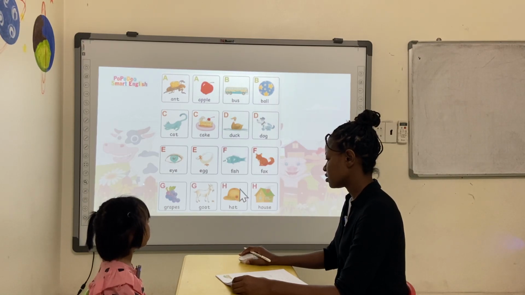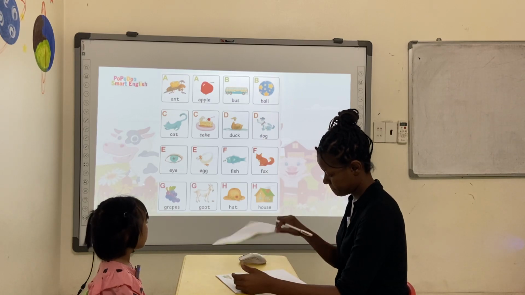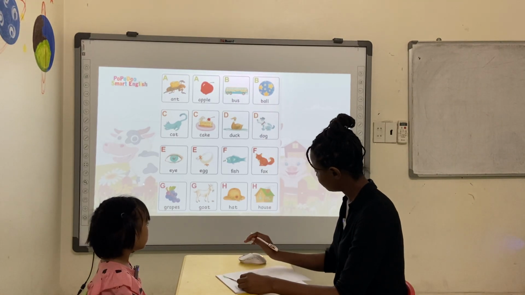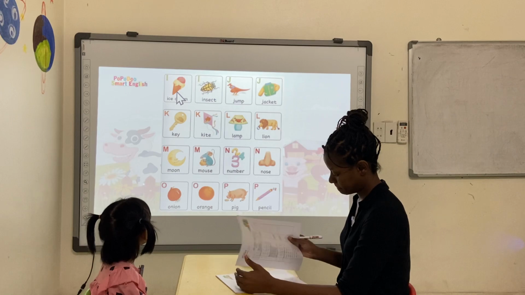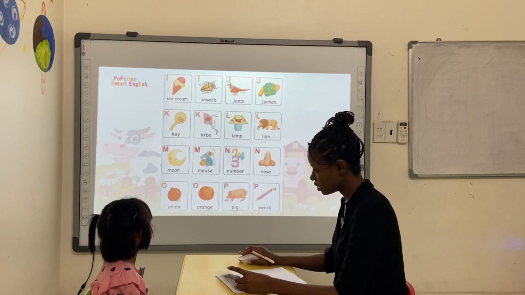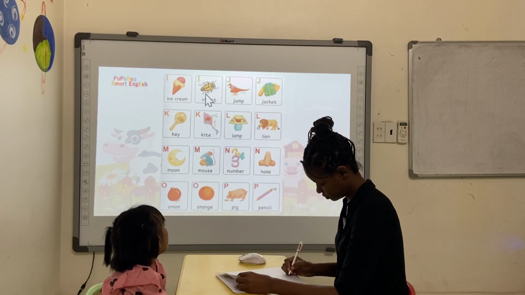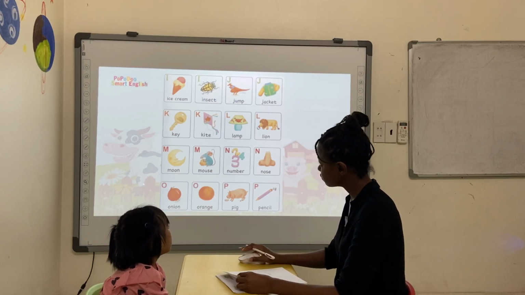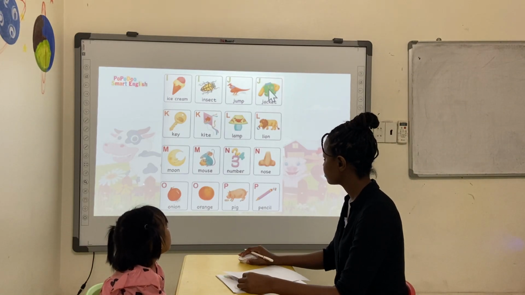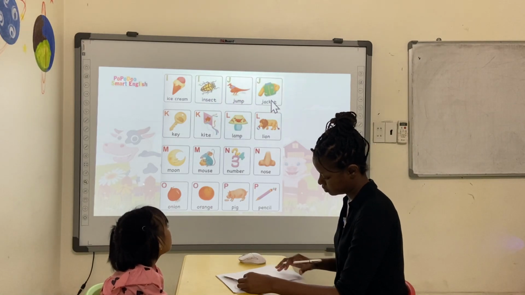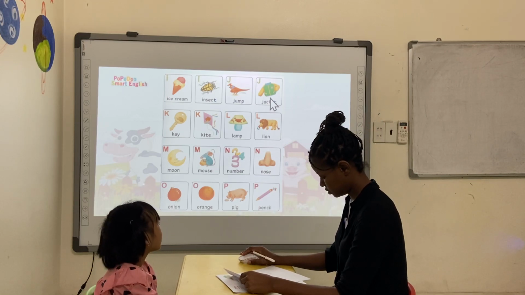Hat. What is it? It's a house. What is it? It's an apple. Ice cream. What is it? It's an insect. What is it? It's a lamb. Jump. What is it? It's an insect. It's a jacket.